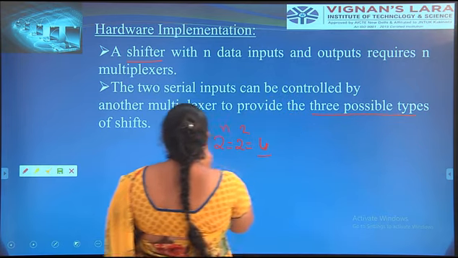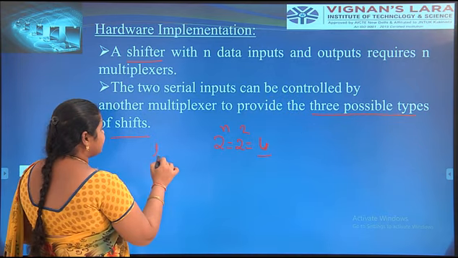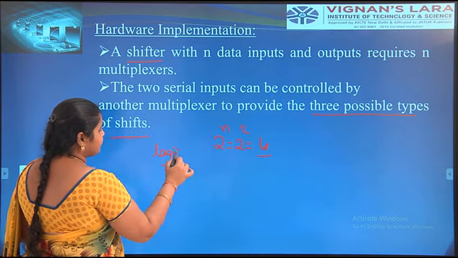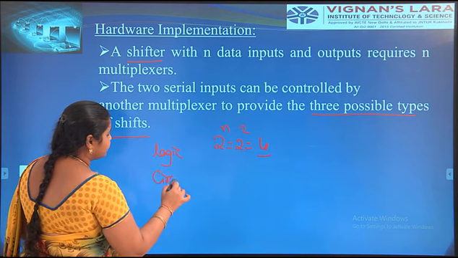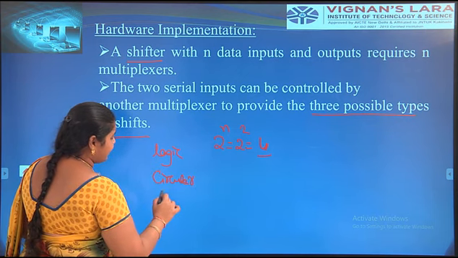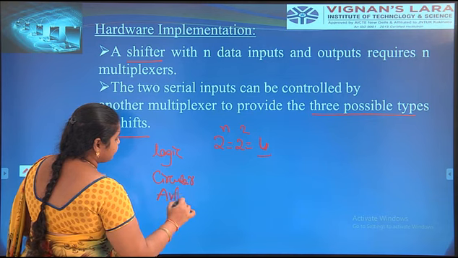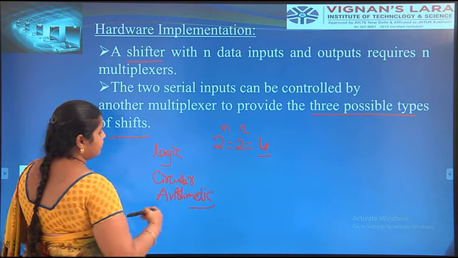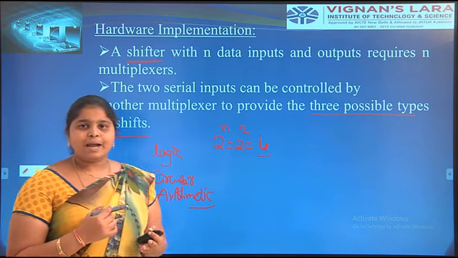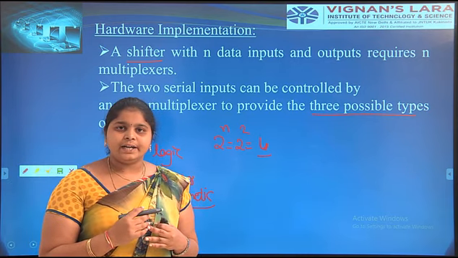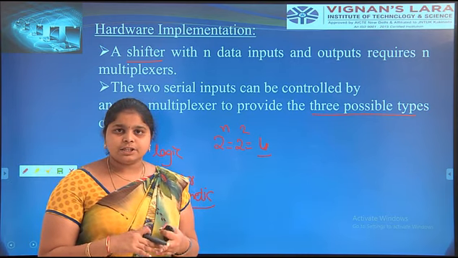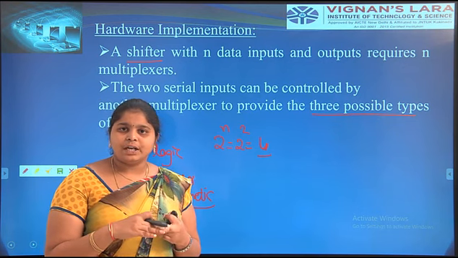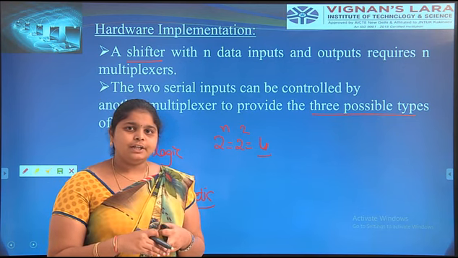The 3 possible types are logical shift, circular shift and arithmetic shift. Shift micro operation consists of 3 types: logical shift, circular shift, which is also known as rotate shift, and arithmetic shift.